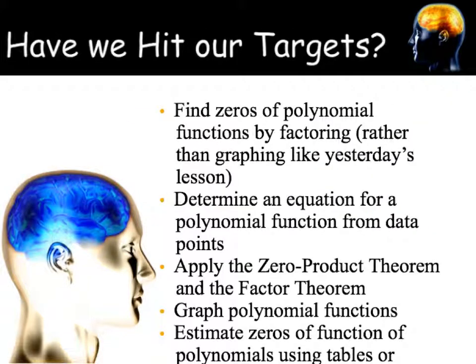So once again, our targets for this lesson have been to find zeros of polynomial functions by factoring. Our first few examples addressed that target. Then to determine an equation for a polynomial function from data points or from the graph. We did that next. Third, to apply the zero product theorem and the factor theorem. So that's where we looked at each of the factors, set them equal to 0 to find the zeros. And then we graphed those polynomials, which was a continuation of our lesson 11.4. And finally, we learned to estimate zeros of functions of polynomials using tables or graphs, which again was a continuation of lesson 11.4.